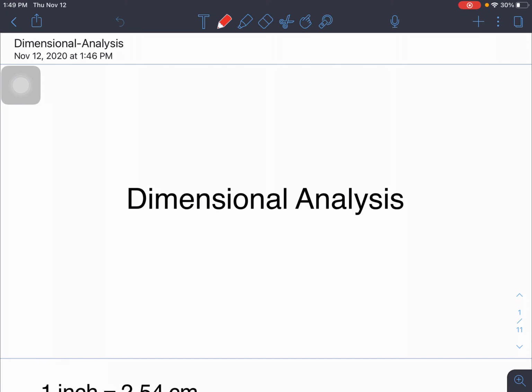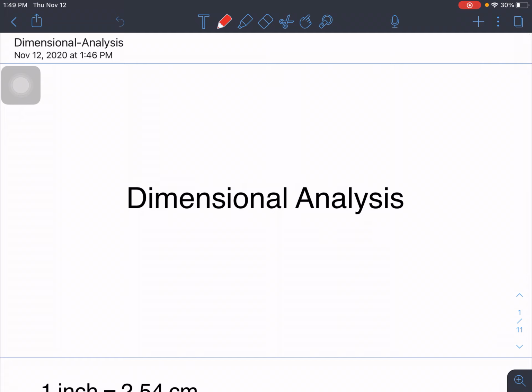So dimensional analysis is a simple technique wherein we relate values in a certain unit to another value of another unit. So this will be a manipulation of units. This is also known as the factor label method.